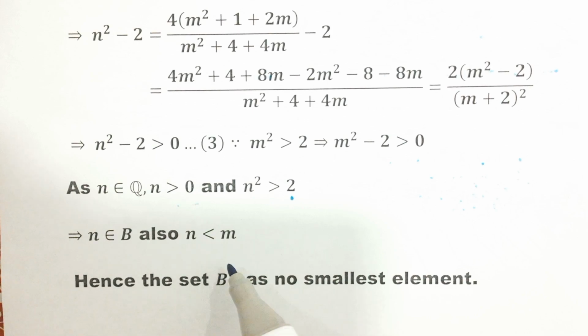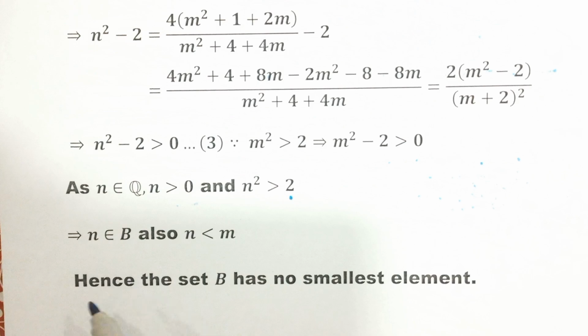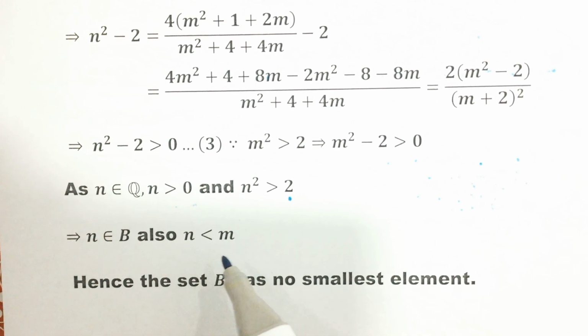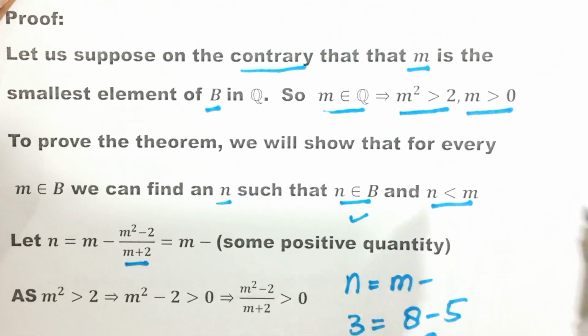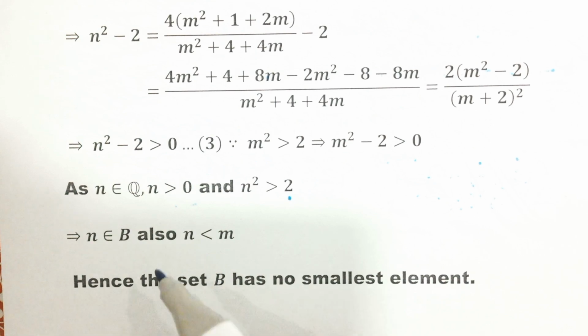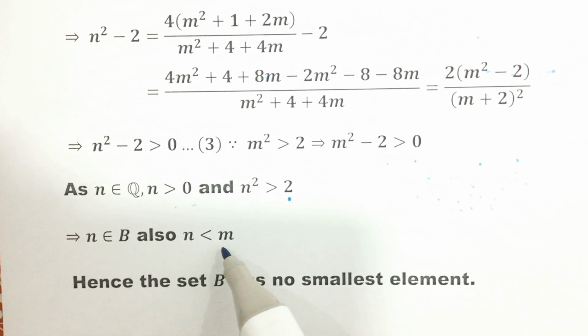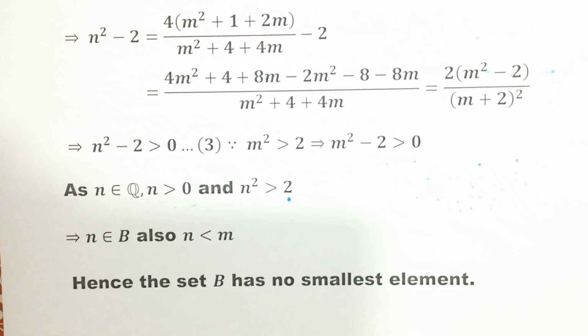Also, we have proved that n is less than m. So n is an element of B, and also n is less than m, and at the start we had supposed that m is the smallest element of B. Here we find another element of B that is smaller than m. This shows that B has no smallest element. That is, our supposition is wrong. Hence, the result is proved.